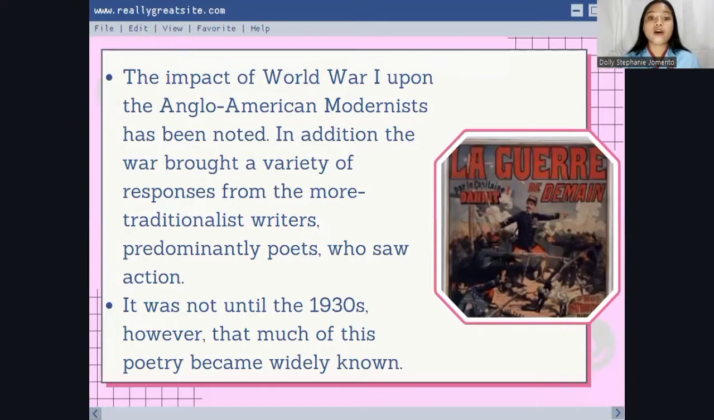So the impact of World War I upon the Anglo-American modernists has been noted. In addition, the war brought a variety of responses from more traditionalist writers, predominantly poets, who saw the action. So the main focus here in their literature is what happens in the war. So that is the content of their writings. It was not until the 1930s, however, that much of this poetry became widely known.